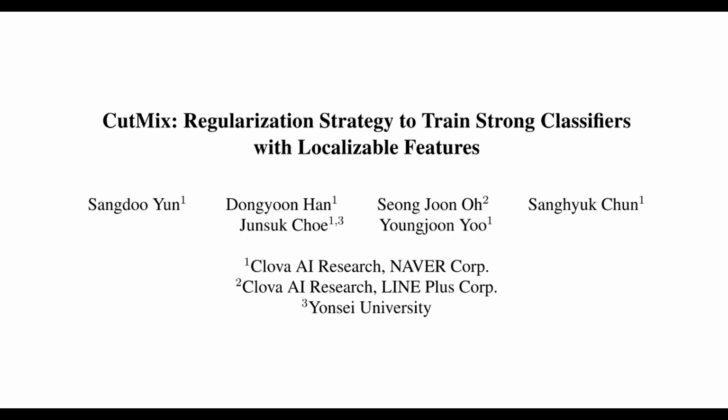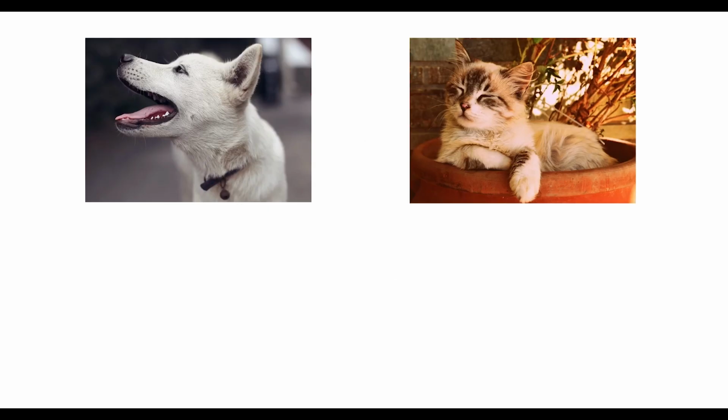Cutmix was suggested by Clova AI Research in 2019. The title is Cutmix: Regularization Strategy to Train Strong Classifiers with Localizable Features. Let me explain Cutmix with an example.